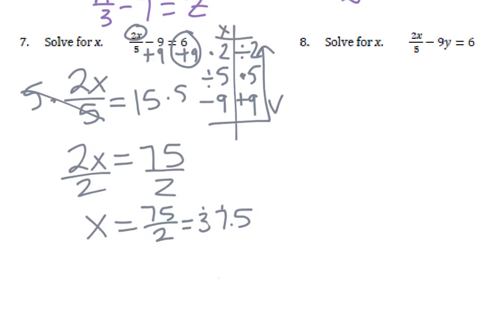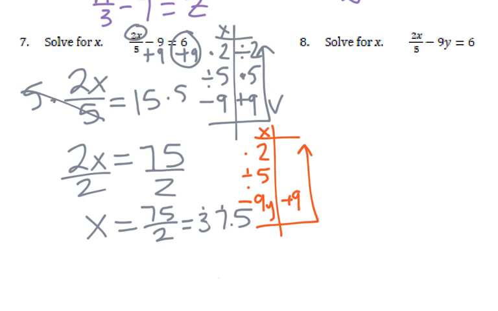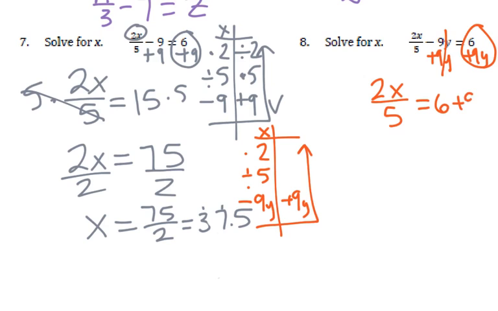Okay, so now let's look at 8. Are we doing the same thing? Well, first we times by 2, then divide by 5, then we would subtract the 9y. Doing it in reverse, so we start out by adding 9y to both sides. Now this time, can this become 15y? It can't, because those terms aren't the same. So we get 6 plus 9y this time. Then we times by 5.